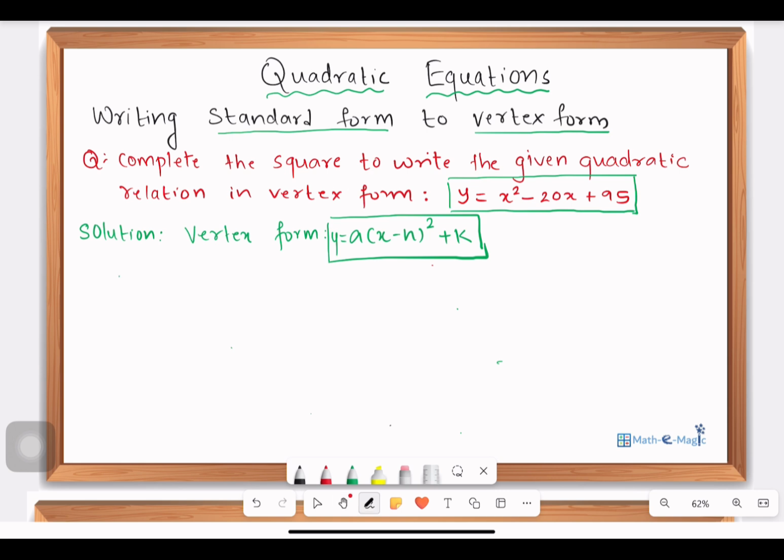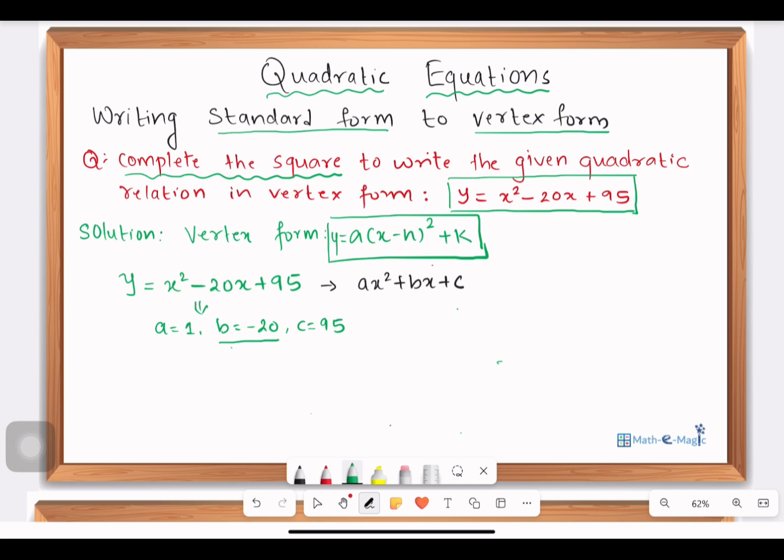So let's take the standard equation that we are given: x squared minus 20x plus 95. The first step would be to compare this to the standard quadratic equation, which is ax square plus bx plus c. When you compare, you will see that in this equation a is equal to 1, b is negative 20, and c is 95. When we are solving with the method of completing the square, the most important thing is the value of b. That is what we will be needing.